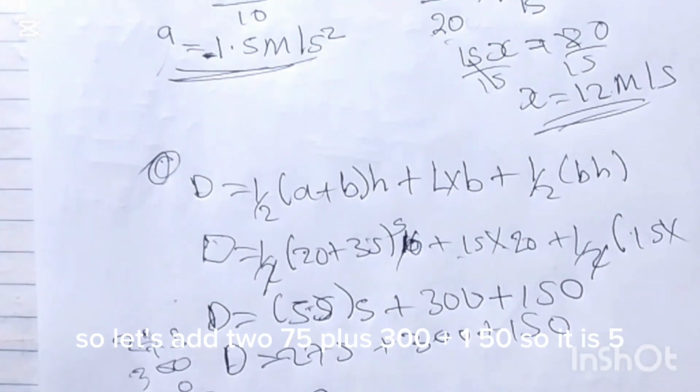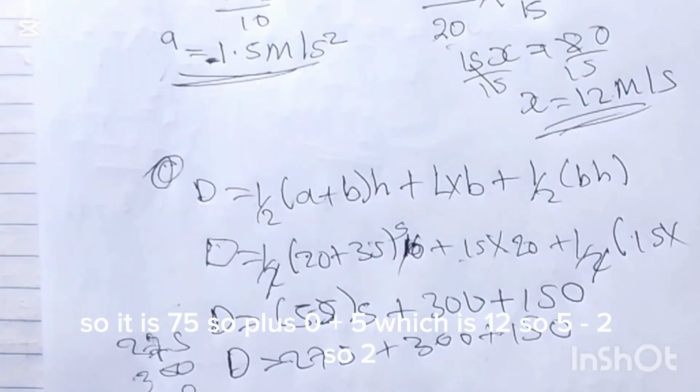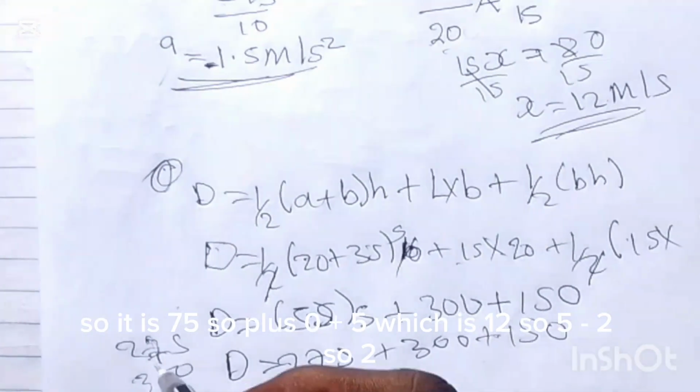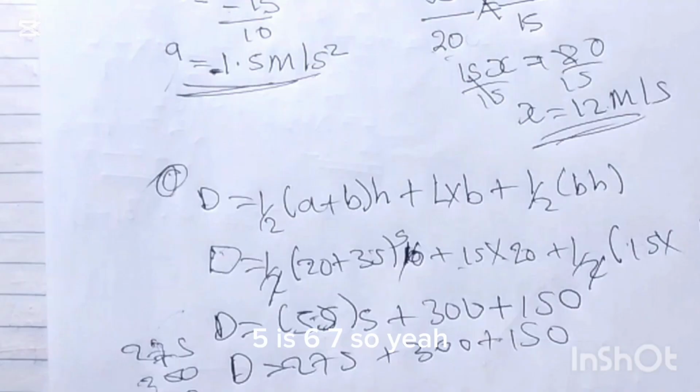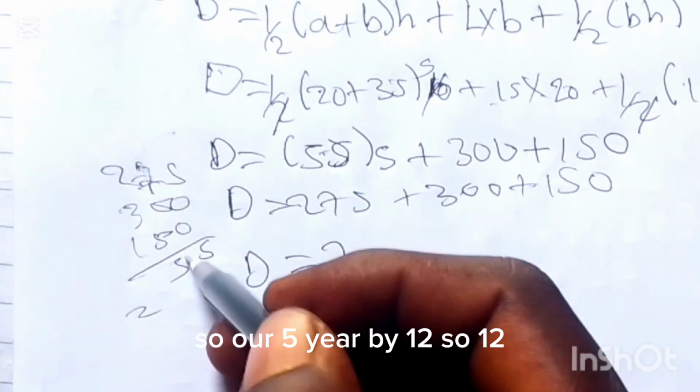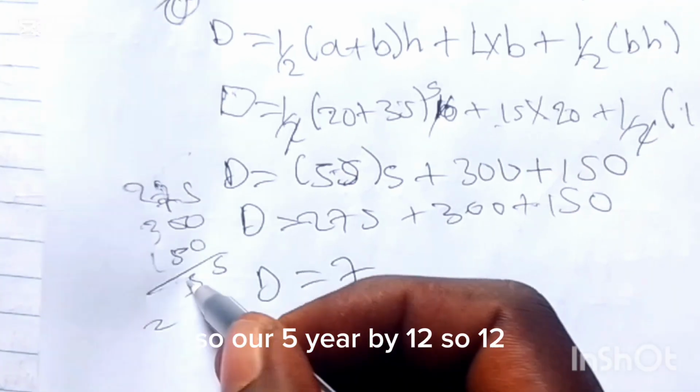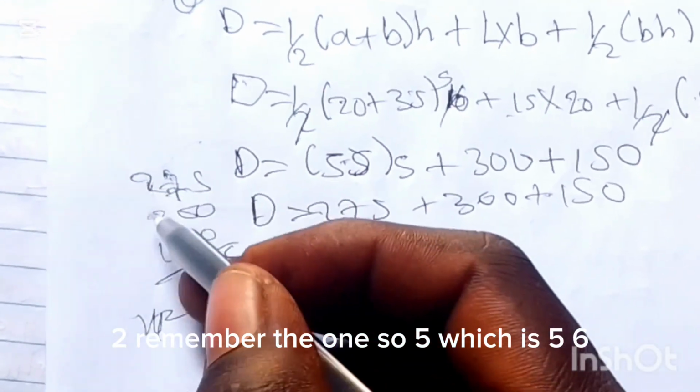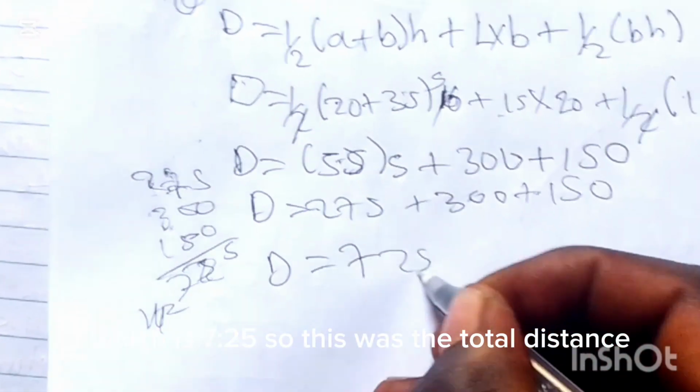So 5 plus 0 plus 5, which is 10 with 0 carried. Remember this is Paper 1, calculator not allowed. So 5 plus 7 plus 5 gives 12, so 2 remainder 1. Then 2, 3, 7, which gives 725. So this was the total distance.